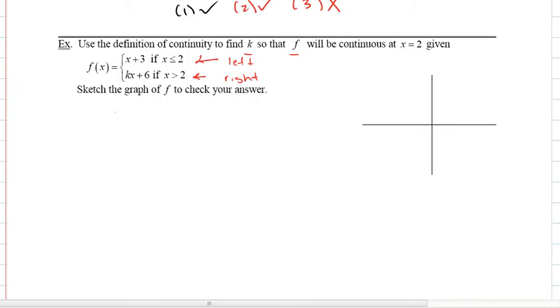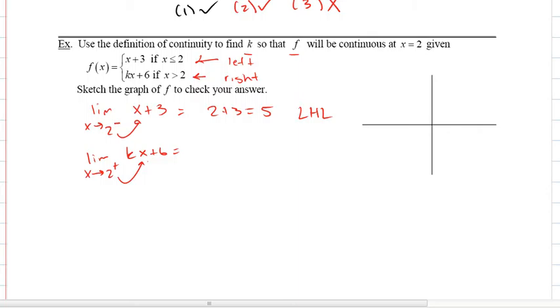So simply plug in the limit as x approaches 2 from the left of x plus 3, because we're doing the left part, hence the negative sign. Plug in the 2 and we get 2 plus 3, and that's 5. That is the left-hand limit. The limit from the right, notice the plus sign, is kx plus 6. Now plug in the 2 into the x, and now we have 2k. Notice that k is still unknown, and that is simply 2k plus 6, and that is your right-hand limit.